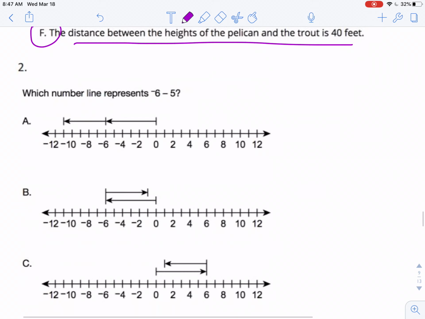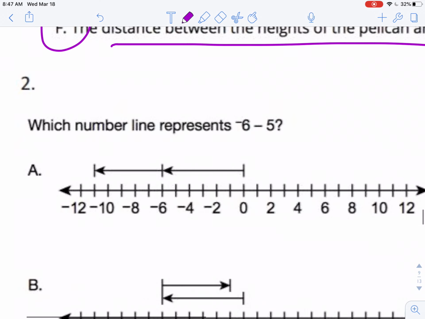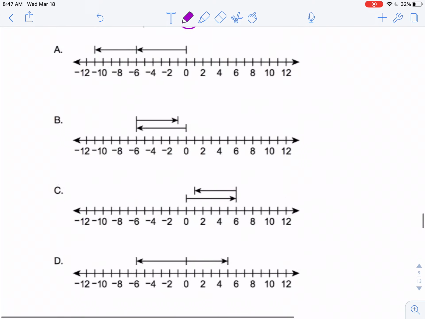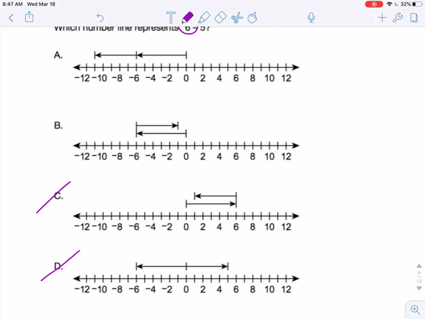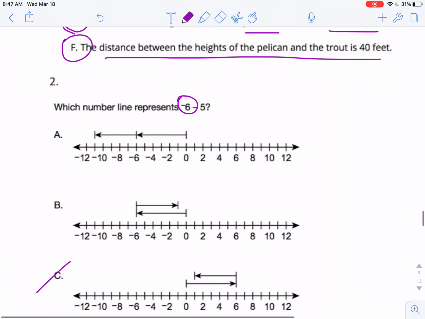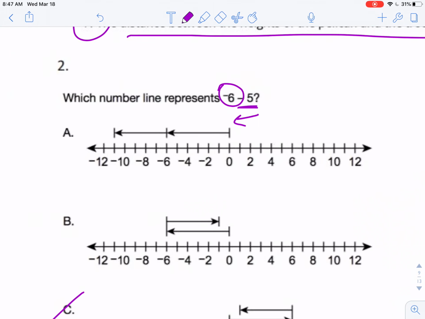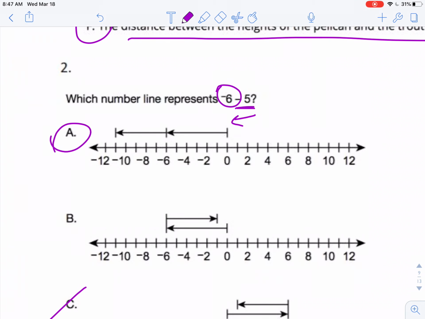Which number line represents negative 6 minus 5? We know we start at 0 and then we go to negative 6. Which ones show that? Well, these two do not. They go to positive 6. Now minus 5 means we go to the left 5 more. And that is what is shown here. This one shows negative 6 plus 5. We're looking for minus 5.